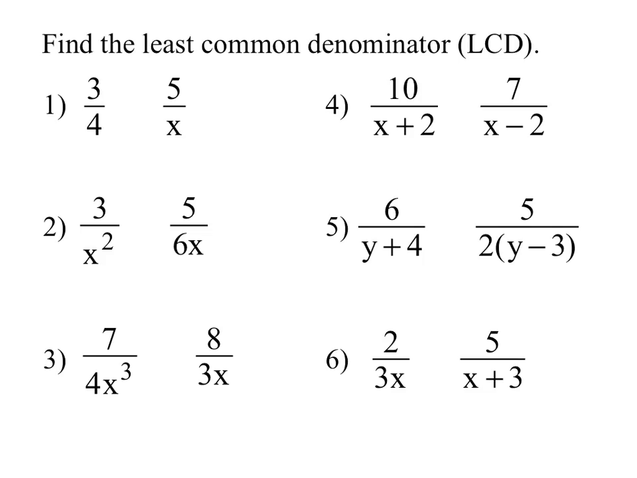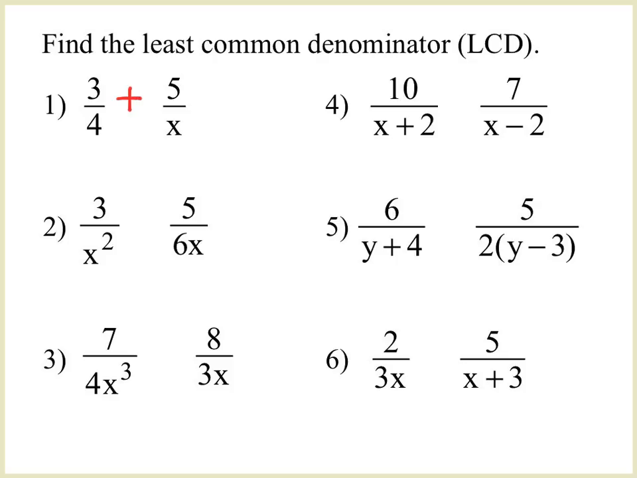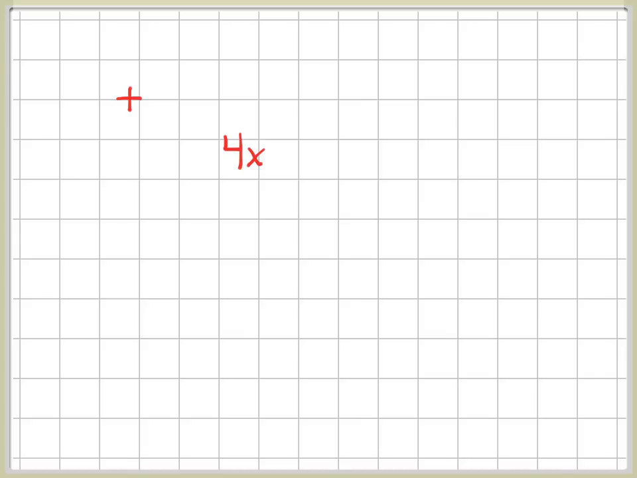Alright, so looking for common denominators. If these were two fractions, pretend I was just adding these. What would the common denominator be? Or actually, they want the least common. The smallest possible denominator that I could divide both out of would be 4x. Now, I'm going to sidebar on this one, and I'm actually going to go to a blank screen.